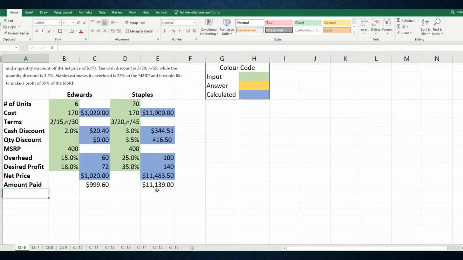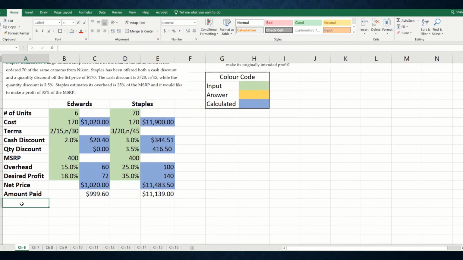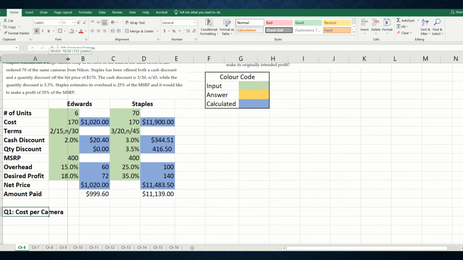So question 1, if we scroll back up and look at our questions, it's asking what is the cost per camera for Edwards Electronics and Staples. So I'm going to put in the question 1. So question 1 says cost per camera. So let's start with that one. So I'm just going to make this a little bit bigger so it covers that.